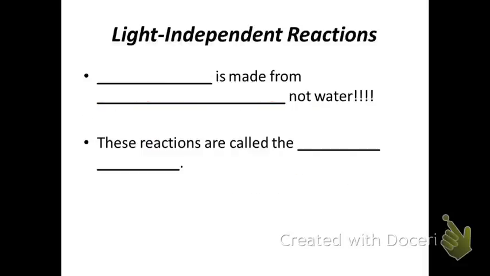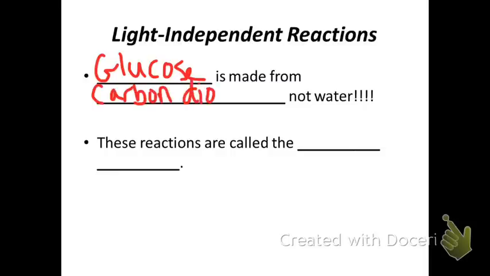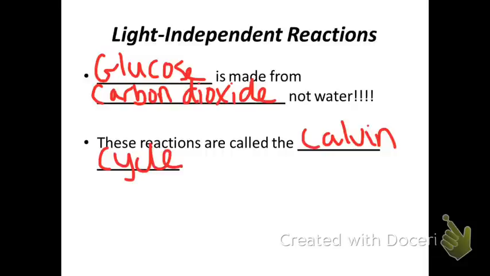A common misconception is that the glucose is made from water, but actually the glucose that is made in photosynthesis is made from the carbon dioxide that the plant takes in from the air. So essentially the plant is able to make sugars from thin air through the process of photosynthesis. Right, and remember again, the light-independent reactions we call the Calvin cycle, after the scientists who discovered them.